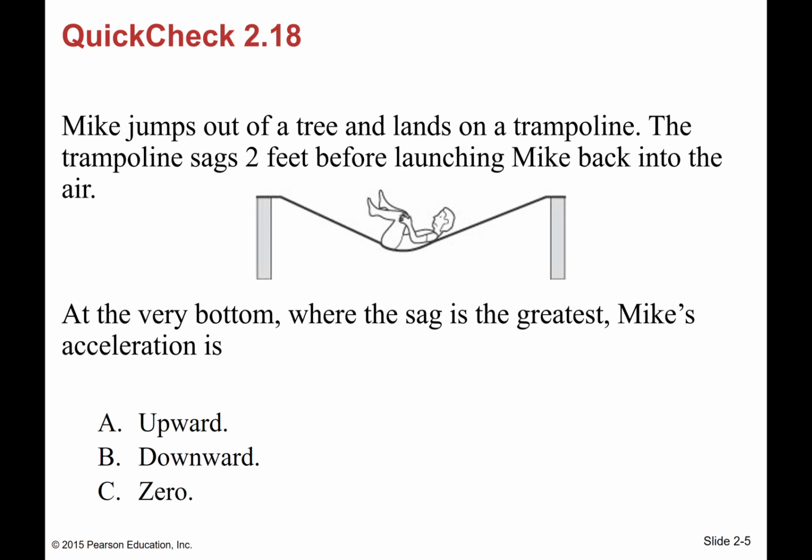So we have another example here. Mike jumps out of a tree and lands on a trampoline. The trampoline sags 2 feet before launching Mike back. What is the acceleration at the very bottom? Take a minute to answer this question and then come back with the answer.